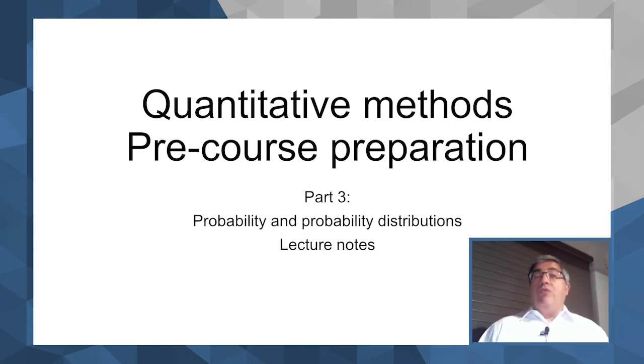Now, without wanting to spoil the surprise, in very few words, probability is the likelihood that a certain event will occur. When do we use it? Pretty much any time we need to make a decision.